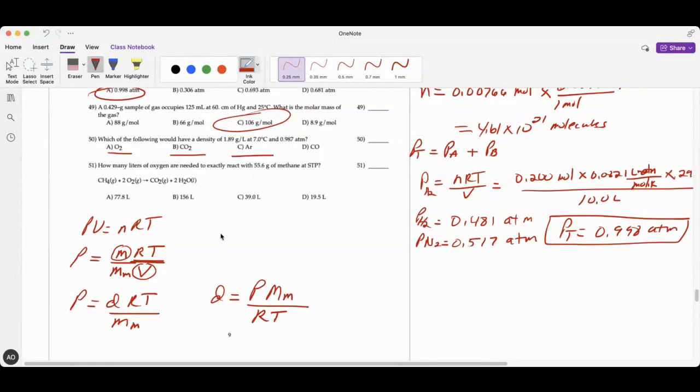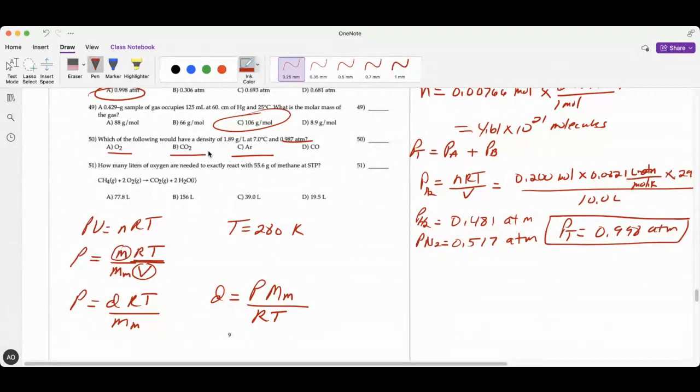The temperature is 273 plus 7, so 280 Kelvin, and oh good, we're in atmospheres. And it wants to know which should have a density of 1.89 grams per liter.